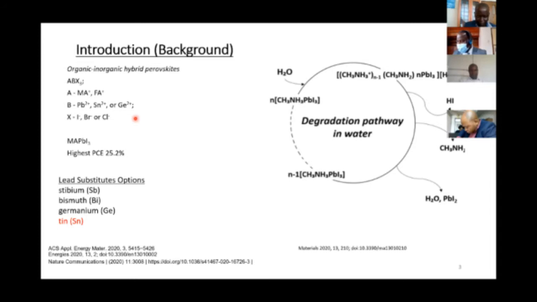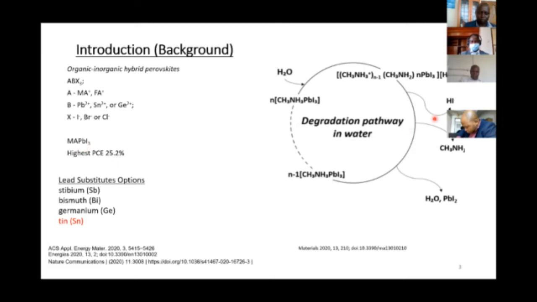People have done a lot of work on these perovskites, and the most researched one is MA lead iodide. Because of so much work on it, an efficiency of up to 25% has been achieved. This gives people hope that one day these perovskites can lead to a fourth generation solar cell technology. But the main challenge is the use of this lead component.